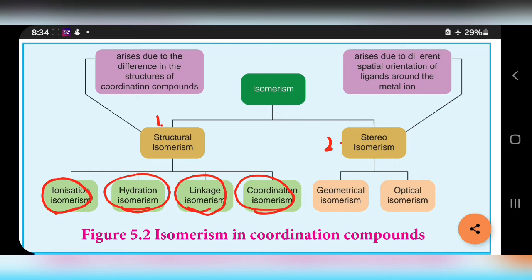Stereoisomerism is further classified into two: one is geometrical isomerism, another one is optical isomerism. These are the classifications, the different types of isomerism.